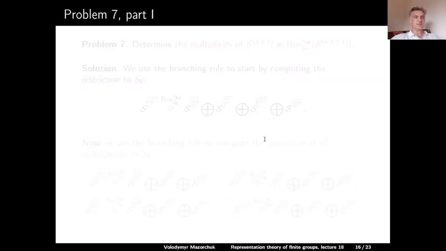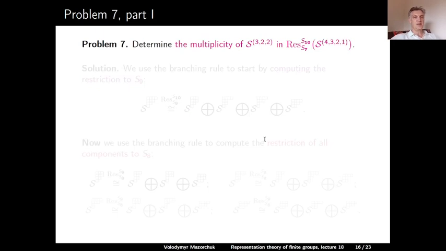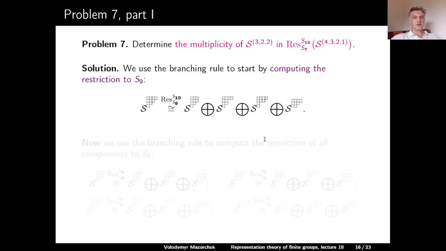Problem 7. Determine the multiplicity of the Specht module S(3,2,2) in the restriction from S10 to S7 of the Specht module S(4,3,2,1). This is a question about restriction, so we need to apply our branching rule. And let's compute the restriction step by step. Let us first restrict to S9.